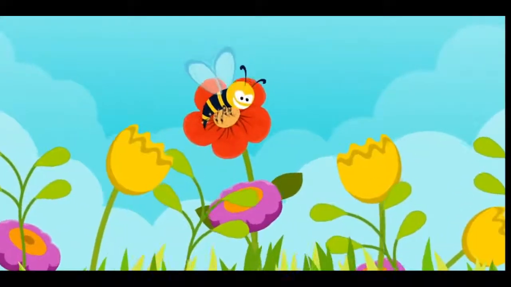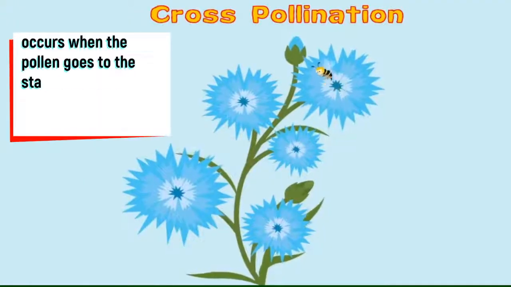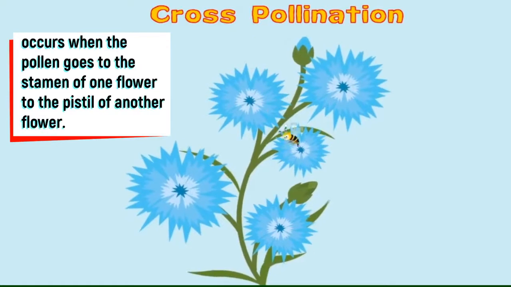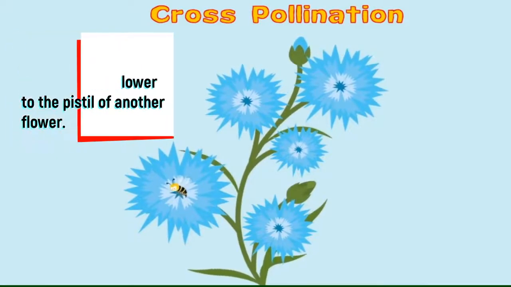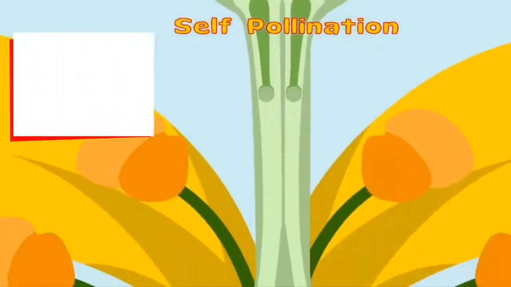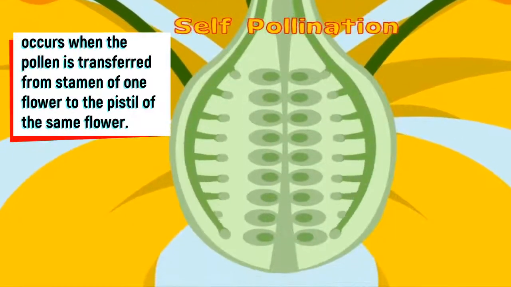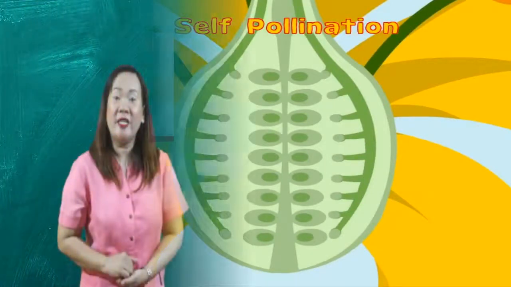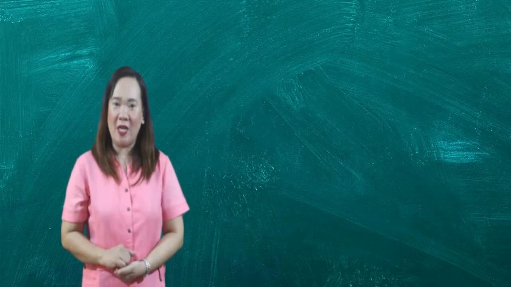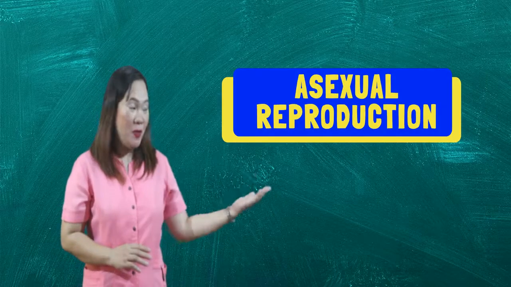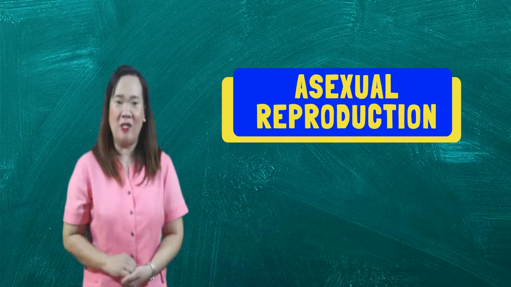There are two types of pollination. The cross-pollination. It occurs when the pollen glues to the stamen of one flower to the pistil of another flower. The self-pollination. It occurs when the pollen is transferred from stamen of one flower to the pistil of the same flower. We're done with sexual reproduction. Now, let's go to asexual reproduction.